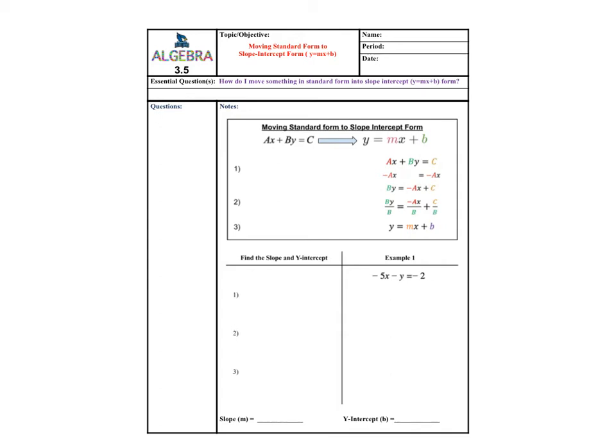Today we're going to work with standard form again. That's what we did yesterday. But instead of doing the x and y intercepts, we're going to take standard form and move it into slope-intercept form, which is what you see here.